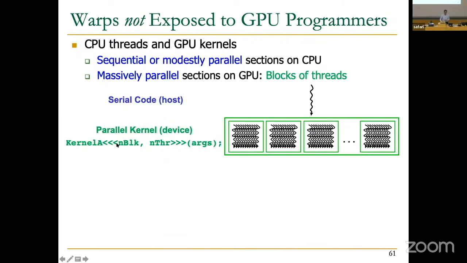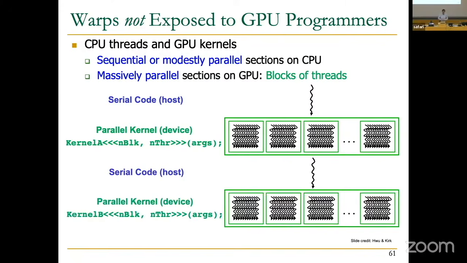You need to specify the number of blocks you have and the number of threads you have in each block, and then you have some arguments. And then these get executed. And then some serial code gets returned to the CPU, and the serial code executes and then launches another kernel. This looks like the GPU execution. This is very similar to the Amdahl's law picture that I showed you earlier, right?